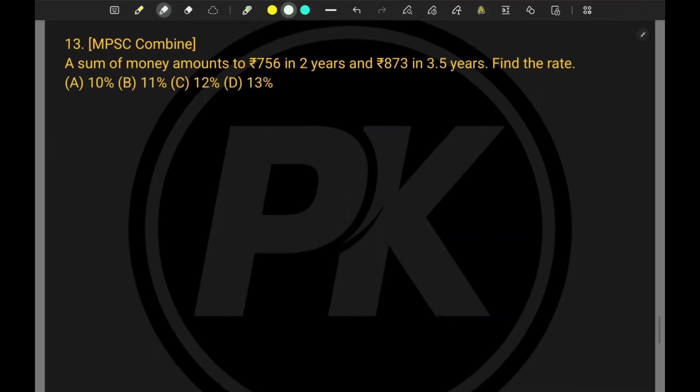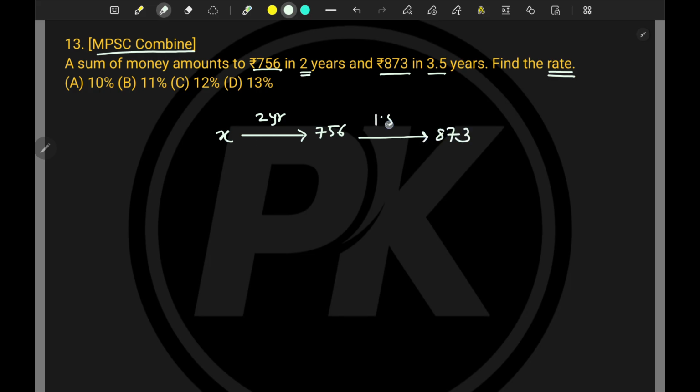So here is problem number 13, which was asked in the MPSC combined examination. The problem statement is: a sum of money amounts to 756 in 2 years, and rupees 873 in 3.5 years. Find the rate. We have to find the rate of interest. So the sum of money, let's say X, is becoming 756 in 2 years, and it is becoming 873 in 3.5 years, that means 2 plus 1.5 years.